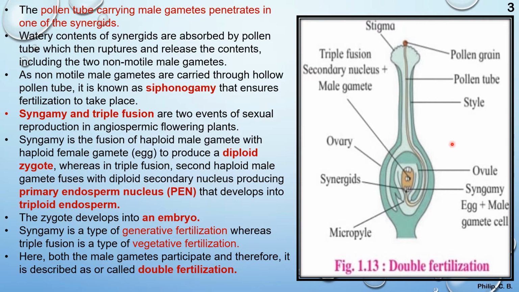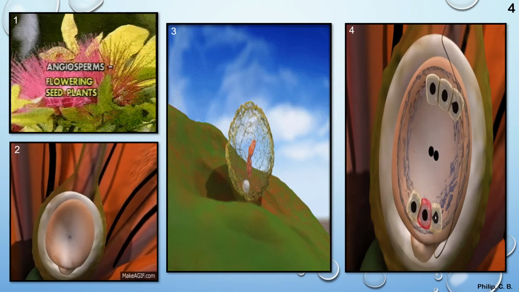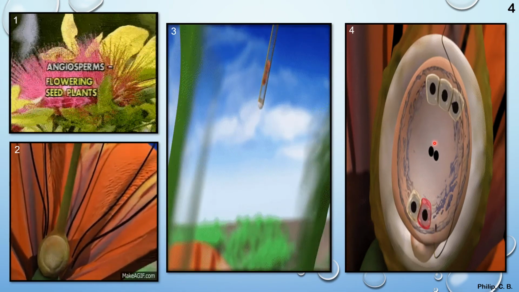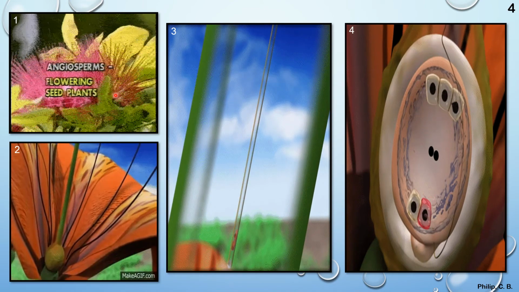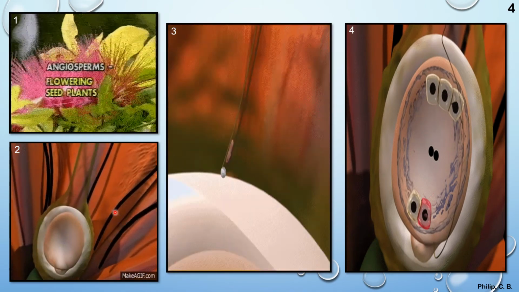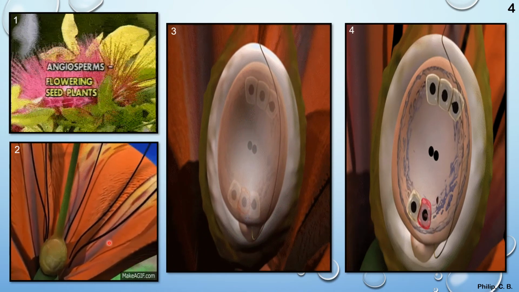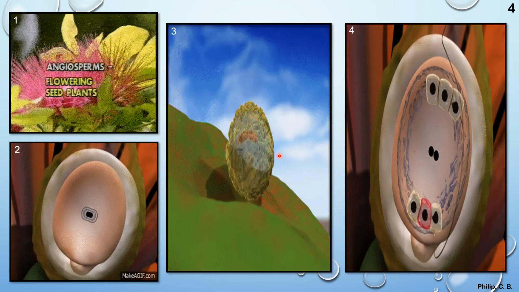Now how this pollen tube formation or how the movement takes place, further you can see in the animation slide of it. Here you can see the animation slide, how the process of double fertilization takes place. The first one, the flowering plant, which is an angiosperm. Second, you can see in the flower the stigma, style and the ovary, where you can see the ovule. In the third one, you can see the pollen tube carrying the two male gametes.